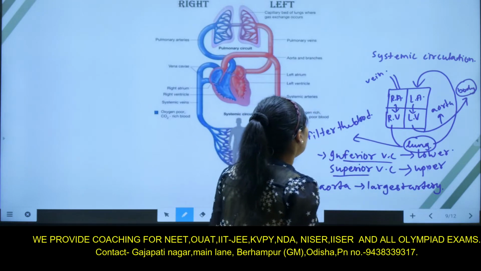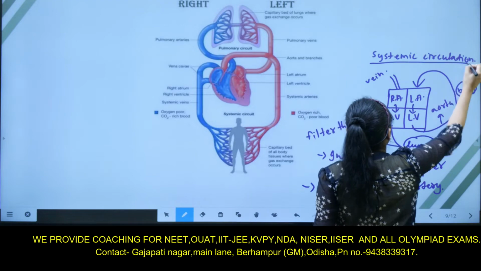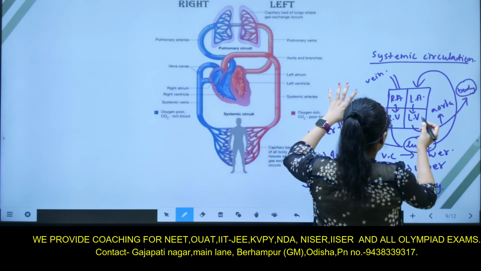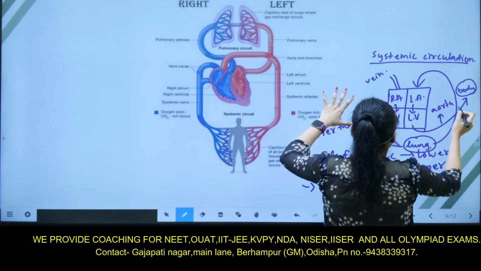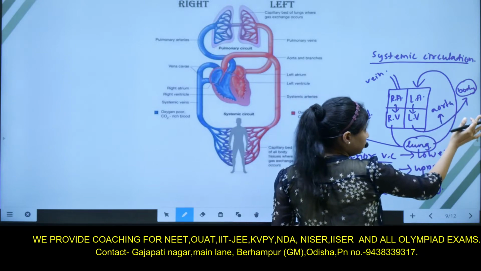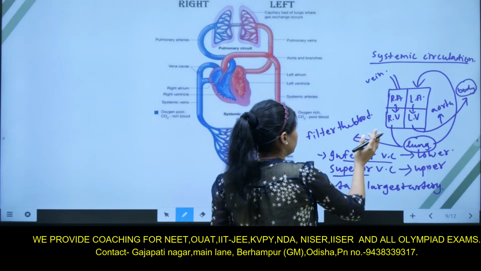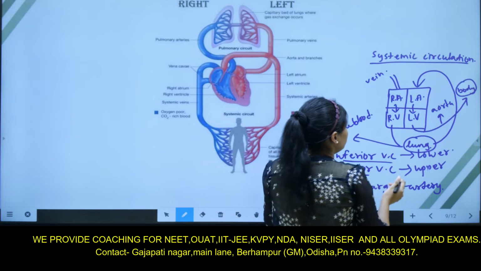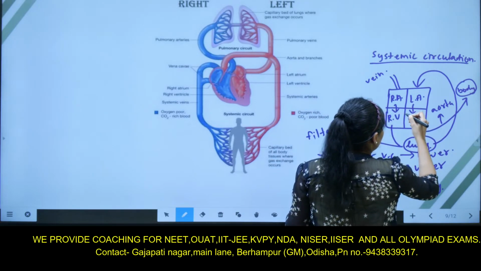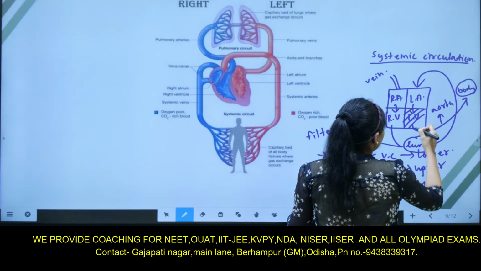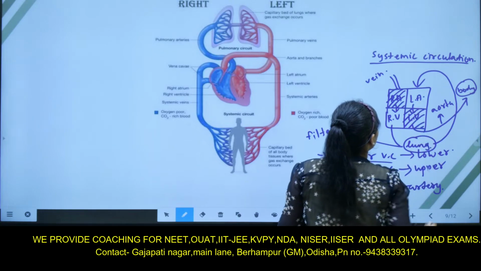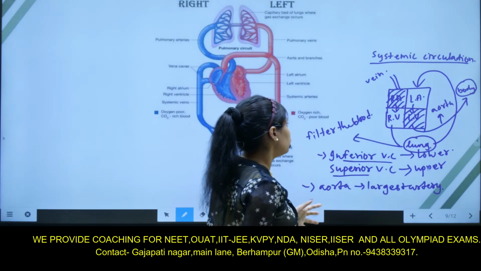So I told you about the systemic circulation. So where is it? The circulation that connects the other parts of the body and the heart is known as systemic circulation. How does it occur actually? It's all the part that is happening in the systemic circulation.